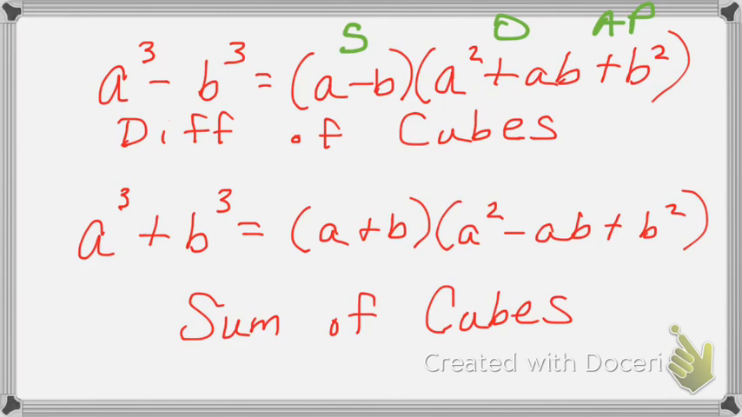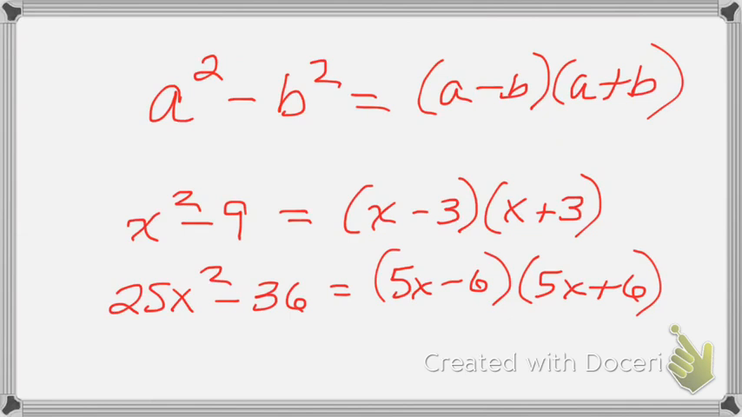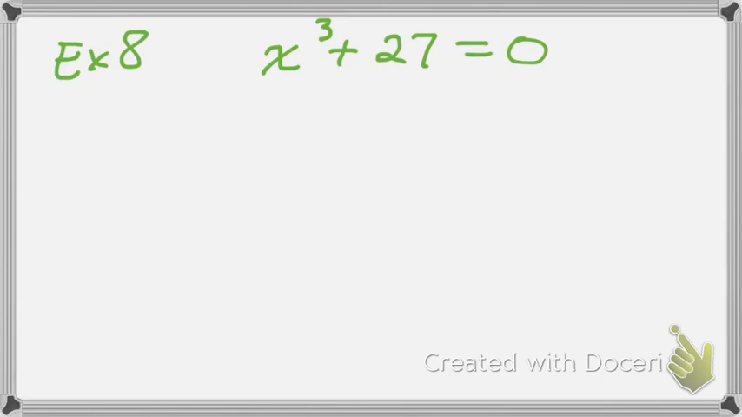Everybody good with that? Okay? So now, let's do an example. So this is our example 8. And I have x cubed plus 27 equals 0.